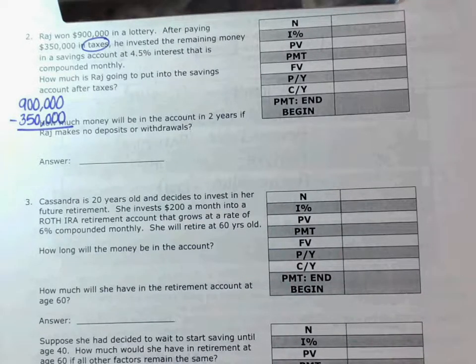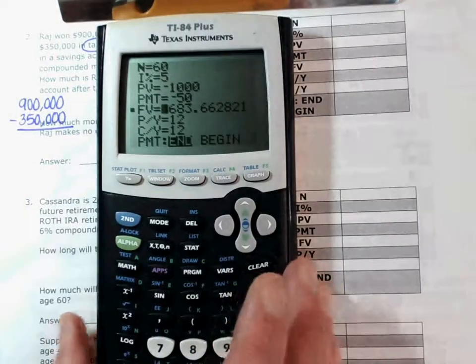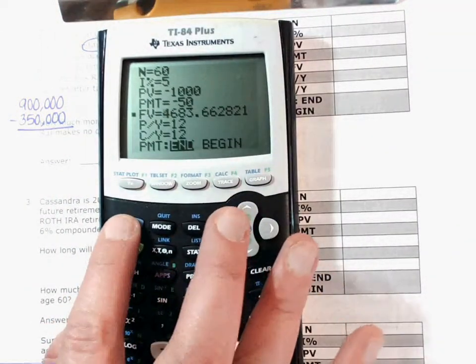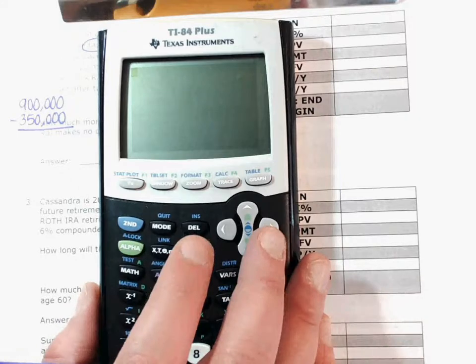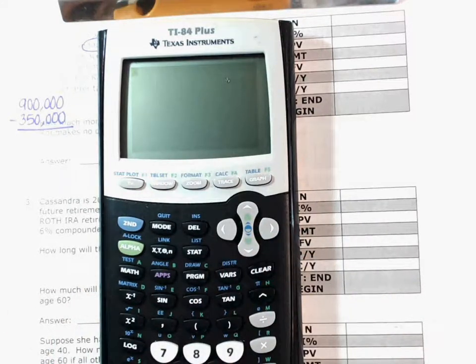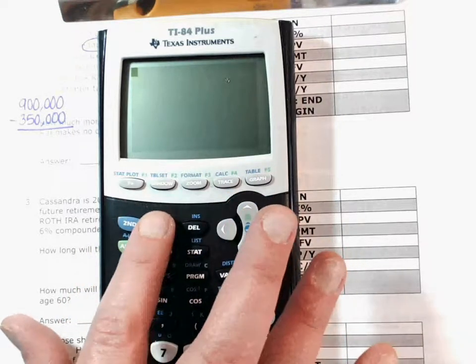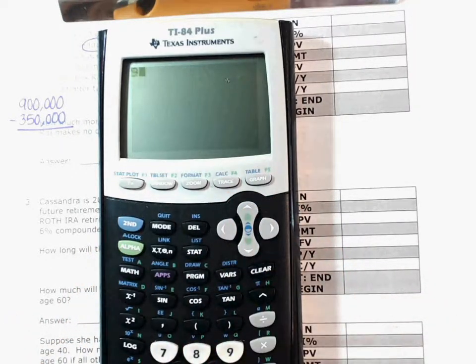Now, to make sure you know how to get out of the solver, see how I'm still in it? If you just hit second quit, it'll take you out of it. Some of y'all turn the whole calculator off and do a bunch of stuff. You don't have to do that. Just second quit, and then you're out. So 900,000 minus 350,000. He'll have $550,000 to invest.